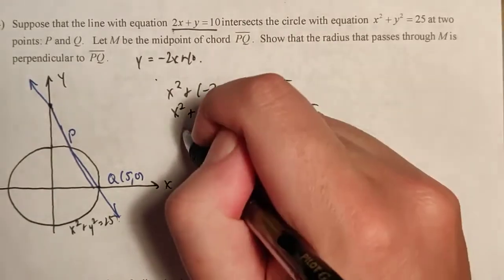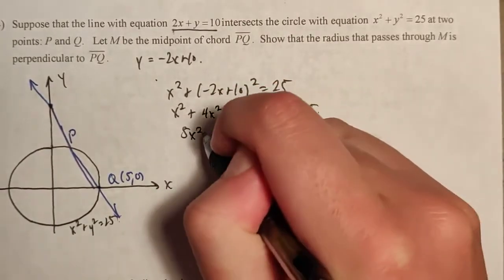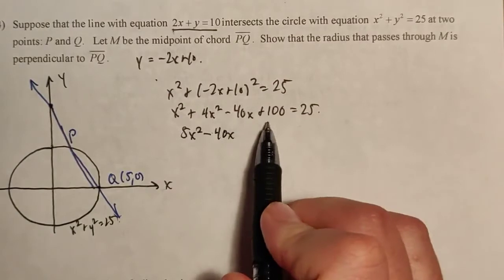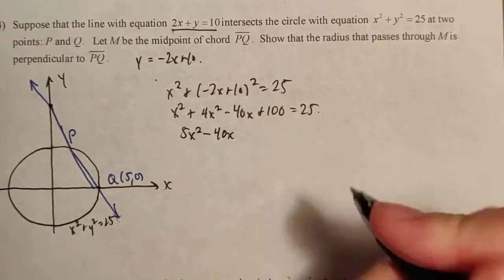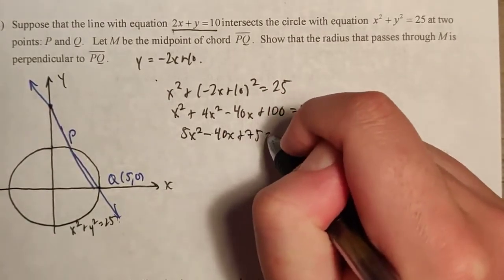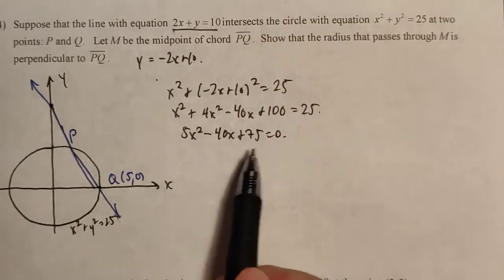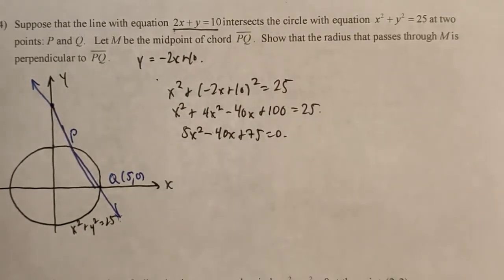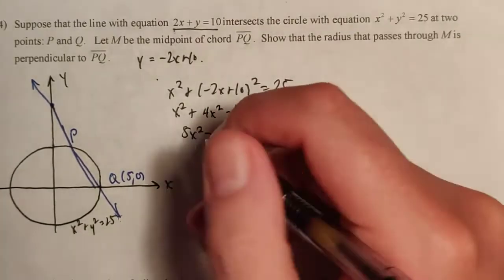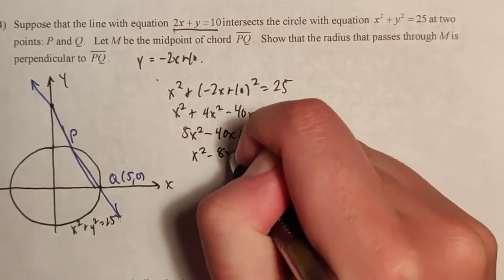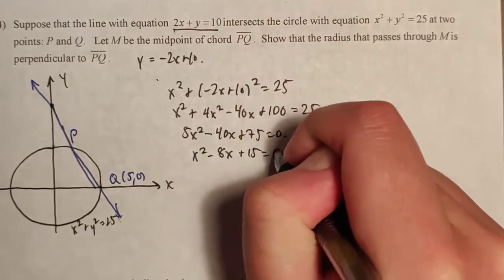Now we can gather all our terms. So we get 5x squared minus 40x. There's a plus 100 here, so we subtract 25 from both sides, and we end up with a plus 75, and that's equal to 0. We note that everything here is divisible by 5, so I can divide everything by 5. We get x squared minus 8x plus 15 equals 0.